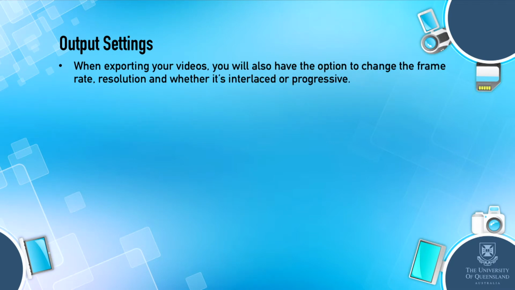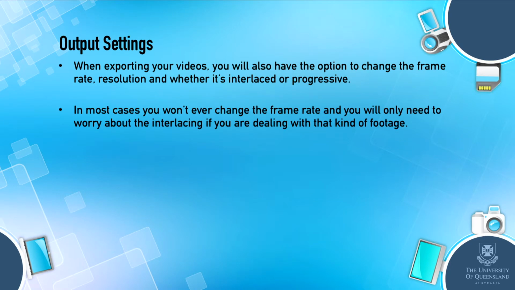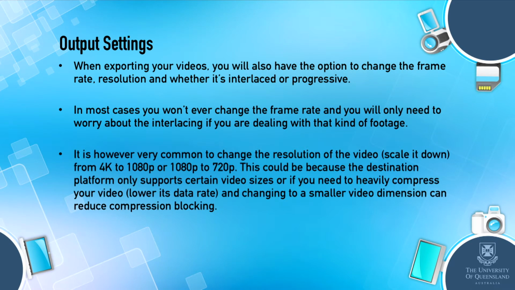When exporting your videos, you will also have the option to change the frame rate, resolution, and whether it's progressive or interlaced. In most cases, you won't ever change the frame rate, and you will only need to worry about the interlacing if you are dealing with that kind of footage. It is, however, very common to change the resolution of the video, in other words, scale it down, from say 4K to 1080p, or from 1080p to 720p, or really down to any size.